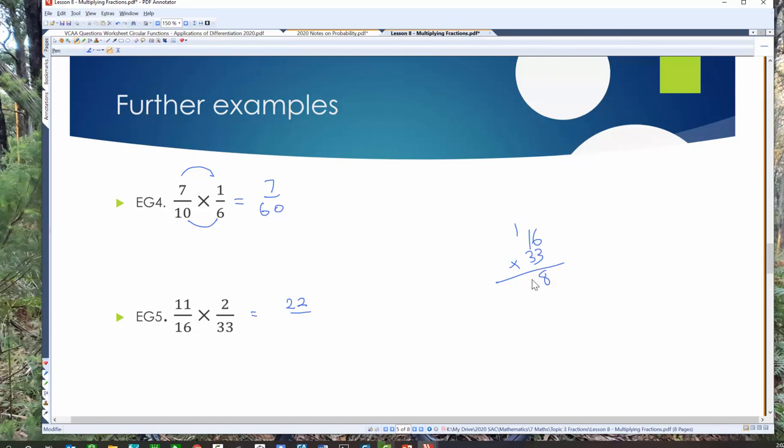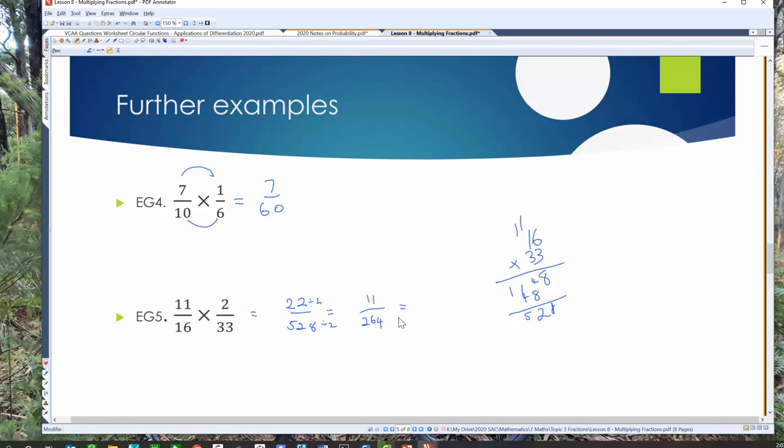8, 1, 3 is a 3, 4, 6 3s are 18, 1, 1 3 is a 3, plus 1 is 4. 8, 2, 1, 5. 528. All right, now notice that they're both even, so we can get 2 into it. So that's divide by 2, and that's 11 over. 2 goes into 5 2 times, remainder 1, 12, 6, 4, 264.